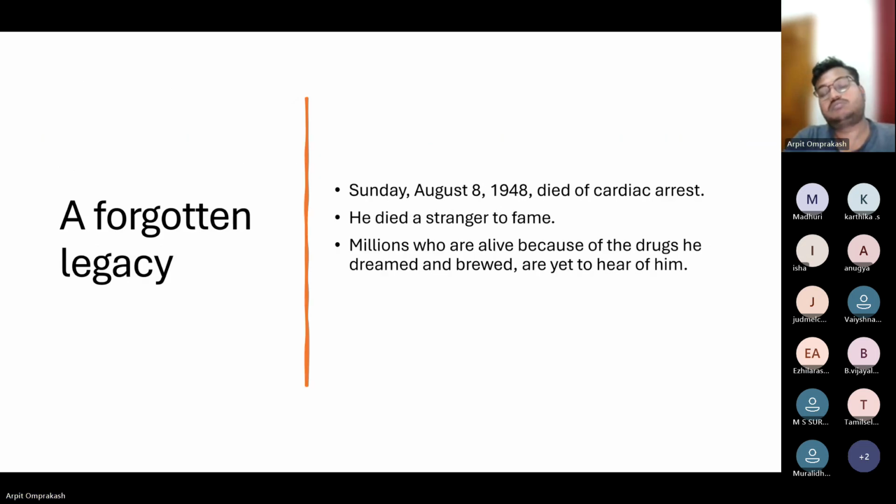On August 8, 1948, he died of a cardiac arrest, and he died a stranger to fame because none of these discoveries were ever attributed to him, even though he played a huge role in all of them. Millions who are alive today because of the drugs he dreamed and grew are yet to hear of him.